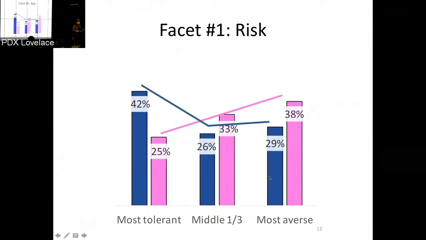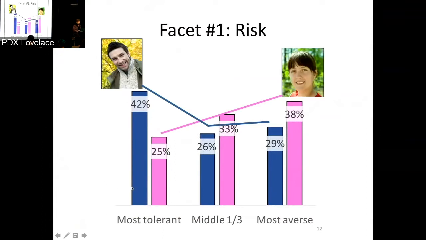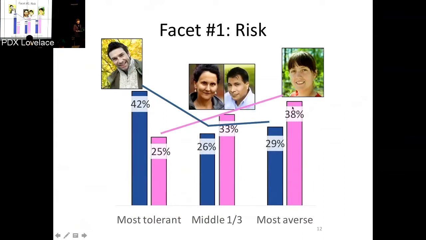So the job of the Tim persona is to look out for the interests of all of these people who are risk tolerant with technology, regardless of what gender they are. And the job of the Abby persona is to look out for the interests of these people, and the job of the Pats is to pick up the middle.